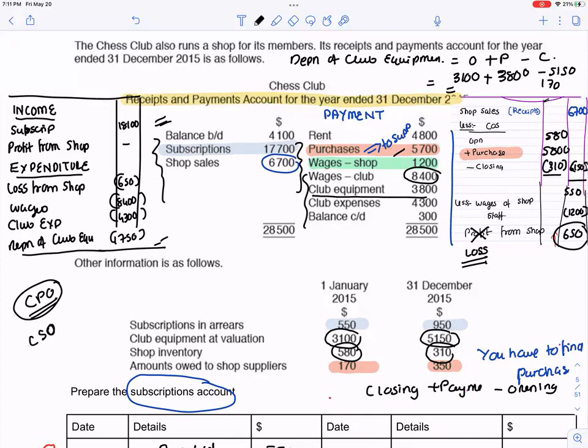Yes, won't we write rent? Yes, we'll write rent also. So you're getting surplus or deficit? Deficit. Of how much? 1800.